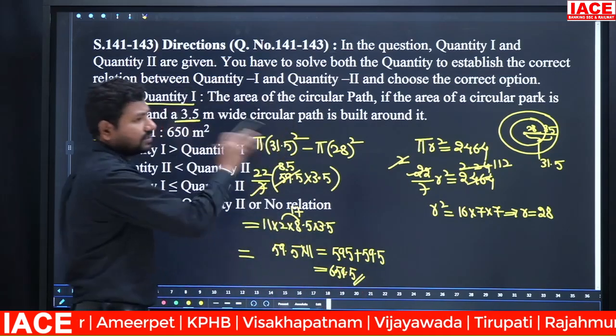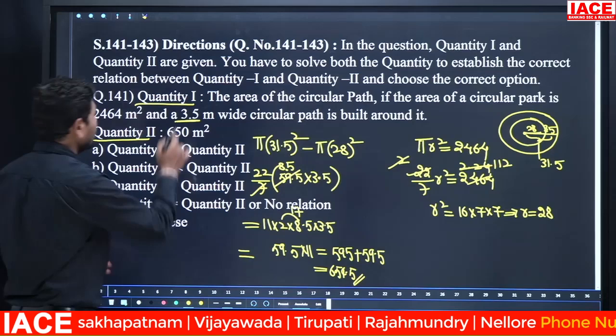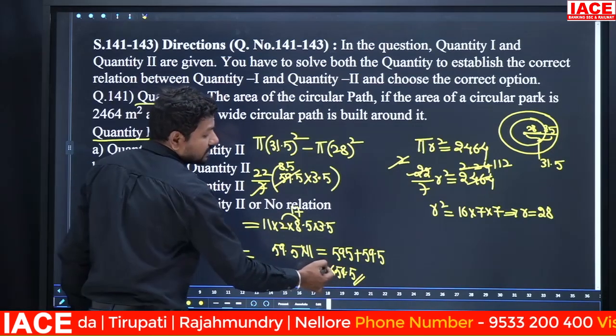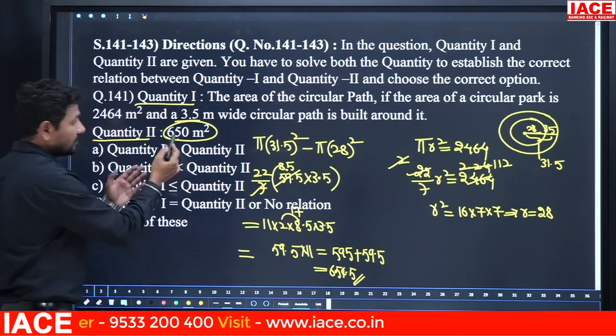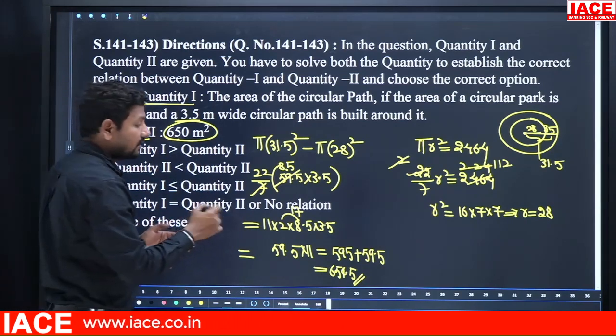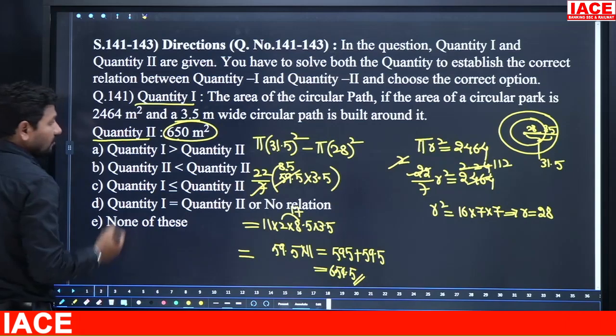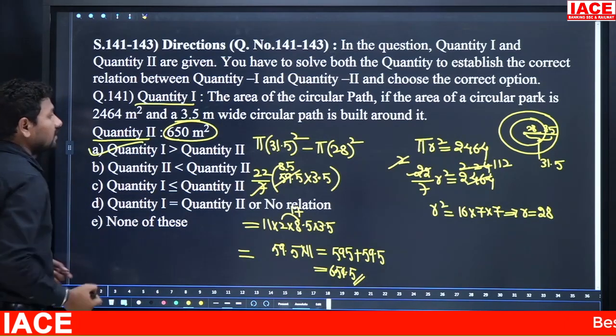After the total solution of this calculation, the quantity 1 value you got is 654.5. But what is the quantity 2 value? 650. Which is bigger? 654.5 is bigger. Then quantity 1 is bigger, so option A.